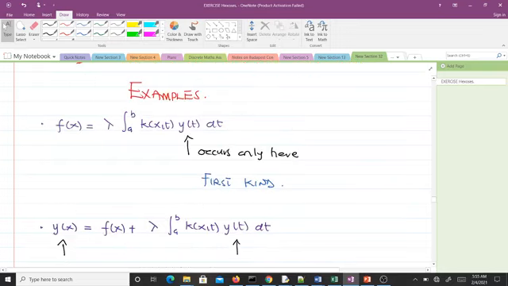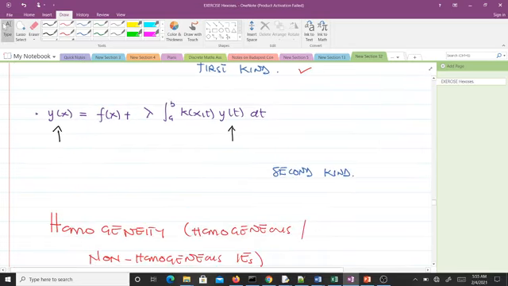Okay, let's take more examples. This is the first kind because our unknown function only occurs here, that's under the integral sign. And this second example is the second kind because our unknown function appears here and here. Do you get it? So under the integral sign and elsewhere, okay? You see it's quite simple.